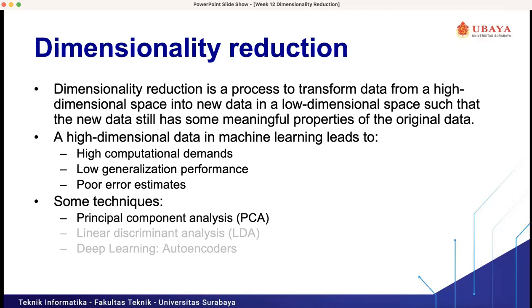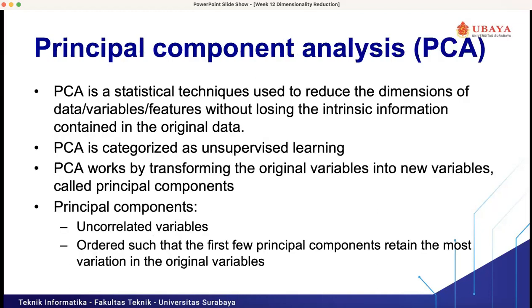Actually, we have some techniques to reduce the dimension of our dataset. We have PCA, principal component analysis, and we also have LDA, linear discriminant analysis. And if we use deep learning methods, we can also use autoencoders. But in this case, we will learn one of these techniques. So we will learn about PCA, principal component analysis. What is PCA?